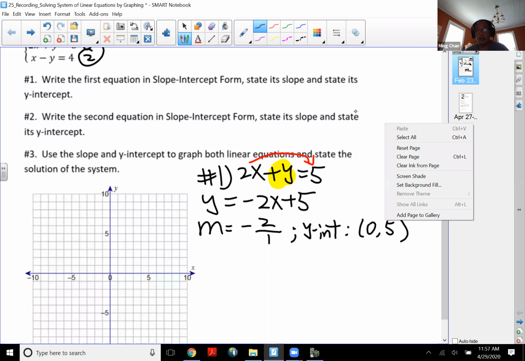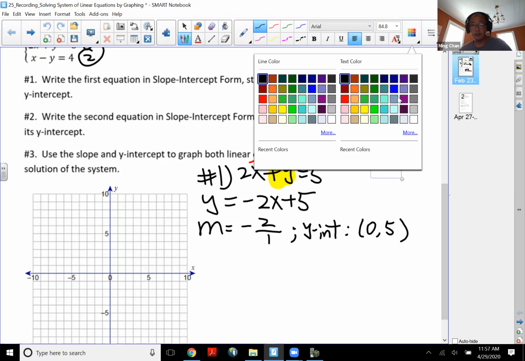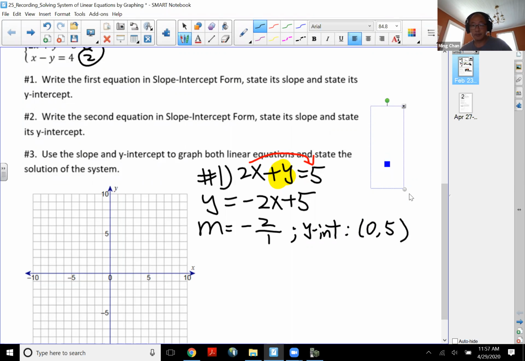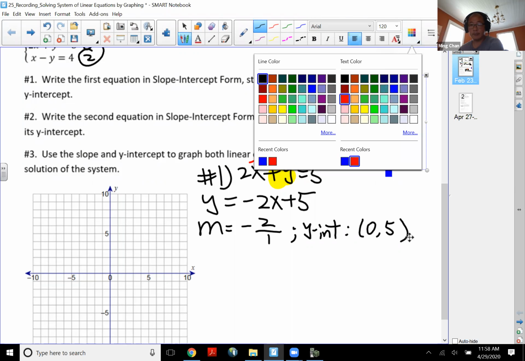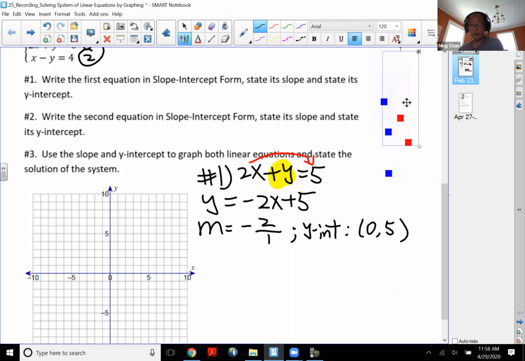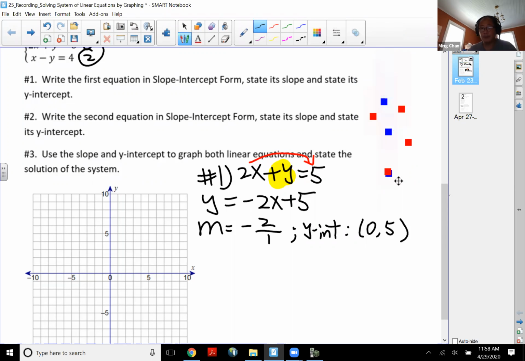So once I've got my first equation's slope and y-intercept, I'm going to put some points on the graph. I'm going to do blue, and I'm going to give myself some red points too. All right, so I'm going to do my first line in blue.